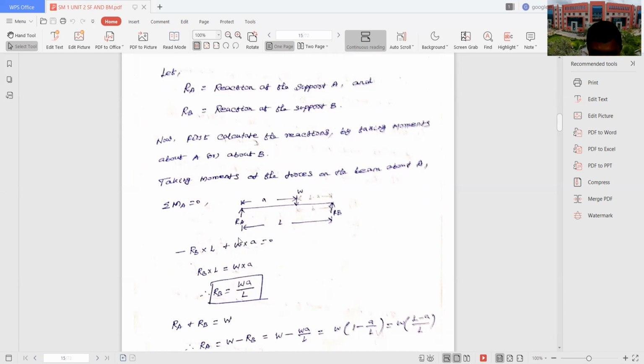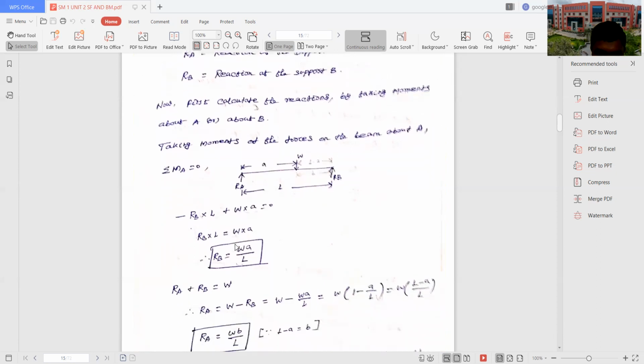Then another equation, sum of the upward force is equal to sum of the downward force. So RA plus RB is equal to W. RA plus RB minus W equal to 0, or RA plus RB will be equal to W. Right? So here RA you need. So W minus RB. So W minus, what is RB? WA by L.